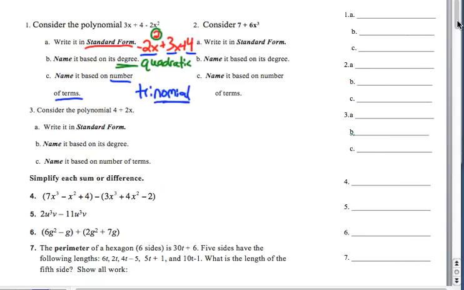Number 2, same thing. Standard form simply wants me to put it in order. So I'm going to start with a 6x cubed followed by the 7. Its degree, well, a degree 3 we call a cubic function. And number of terms, remember that's going to be your nomial one. This one has 2, so 2 is a binomial.